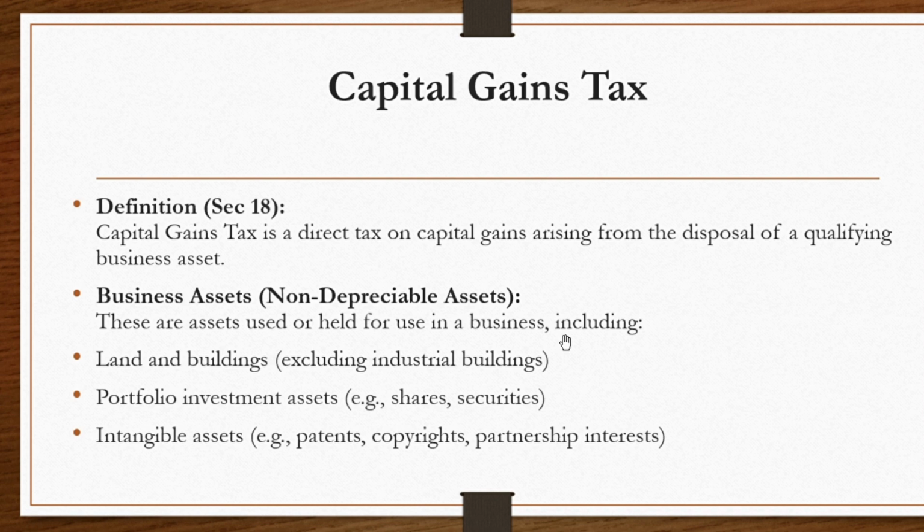So if a company sells a patent for 20 million after acquiring it at 5 million, that gain of 15 million is subject to capital gains tax. So that is like a brief introduction of capital gains tax. It's a direct tax on the capital gains arising from the disposal of a qualifying business asset. And business assets are those non-depreciable assets that are not subject to wear and tear.